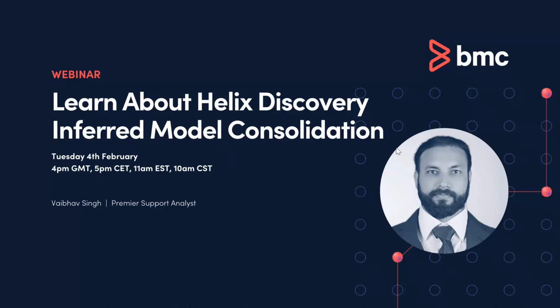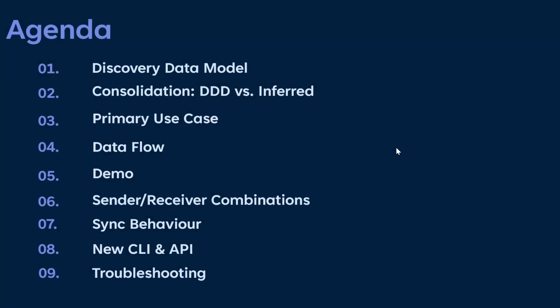Let's start with our agenda for today. We will start by understanding Discovery Data Model. Then we will talk about the different consolidation approach that we have available now. We will look at the primary use case for Inferred Model Consolidation. Then we will talk about data flow, that is how the data is sent during Inferred Model Consolidation. We will have a demo where we will see how to configure Inferred Model Consolidation. And considering that now we have two types of consolidation approach available, we will look at all the possible combinations.